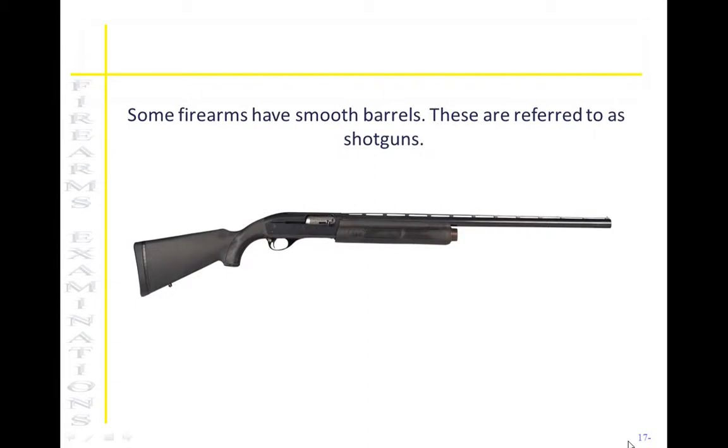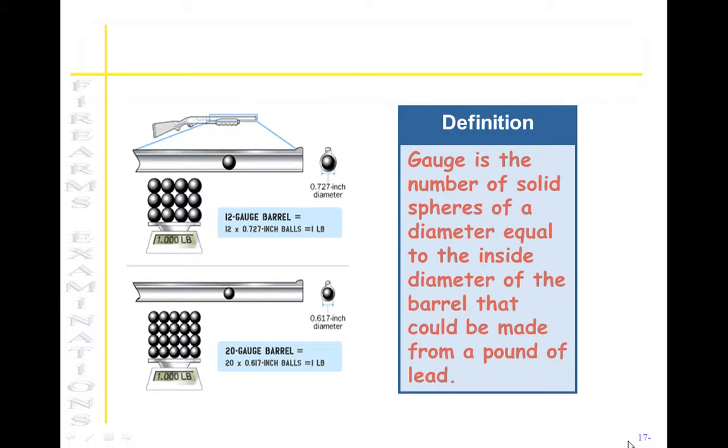There are also firearms that have smooth barrels, and these are referred to as shotguns. Just like rifled firearms, shotguns are also classified, but they use the term gauge instead of caliber. So gauge is the number of solid spheres of a diameter equal to the inside diameter of that barrel that could be produced from a pound of lead.